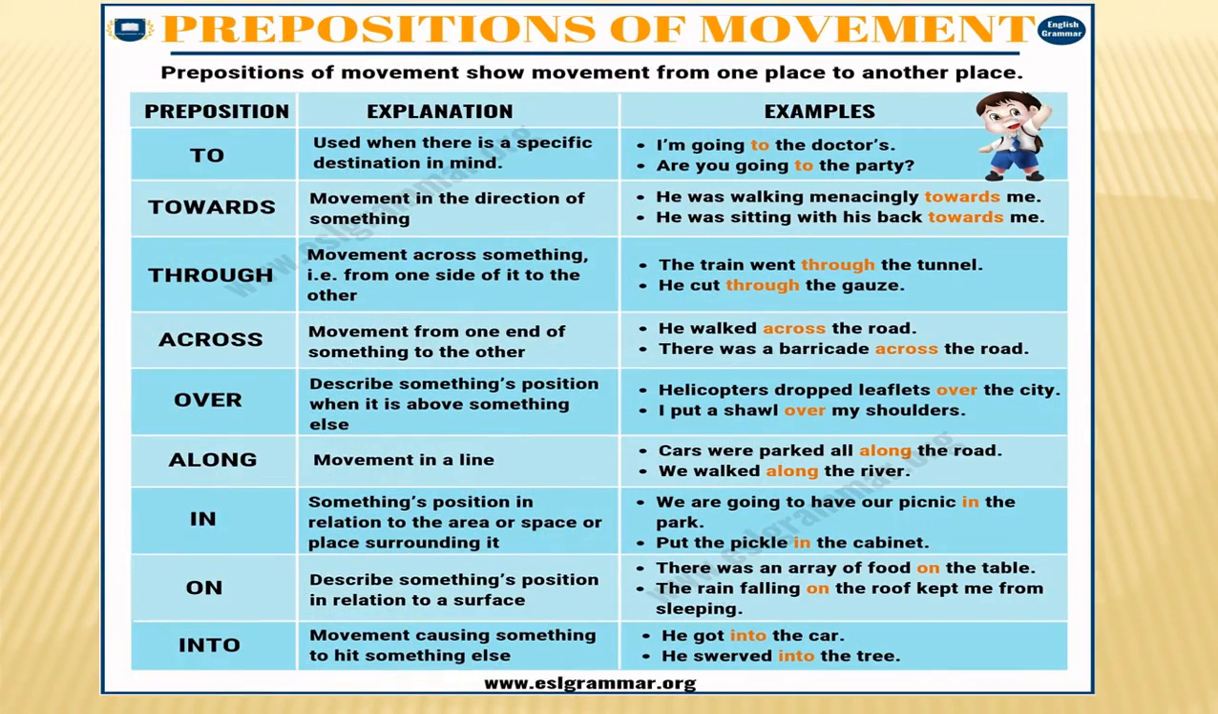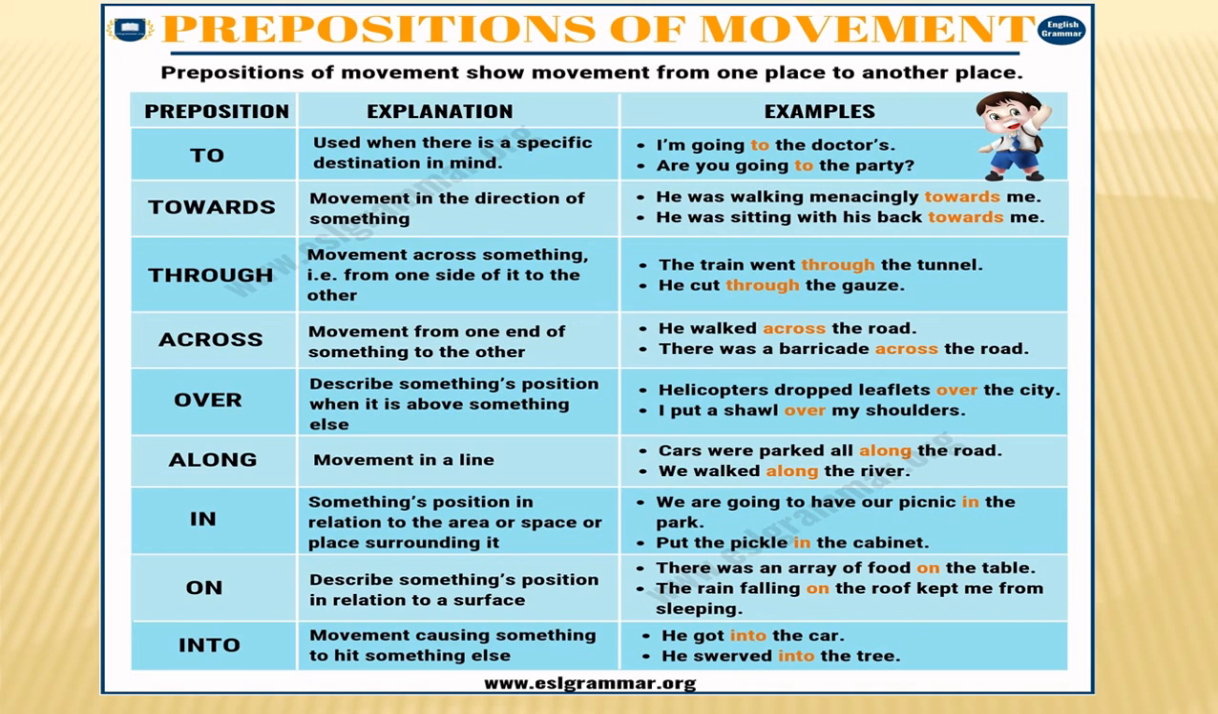That was all about the preposition of place. Now there is a chart of prepositions of movement. To, towards, through, across, over, along, in, on, into. Prepositions of movement show movement from one place to another place. To, used when there is a specific destination in mind. I am going to the doctor's. Are you going to the party? Towards, movement in the direction of something. He was walking menacingly towards me. He was sitting with his back towards me.